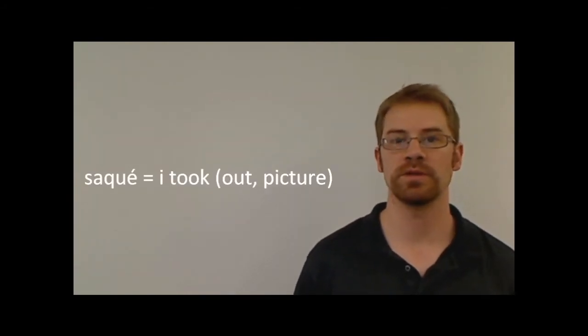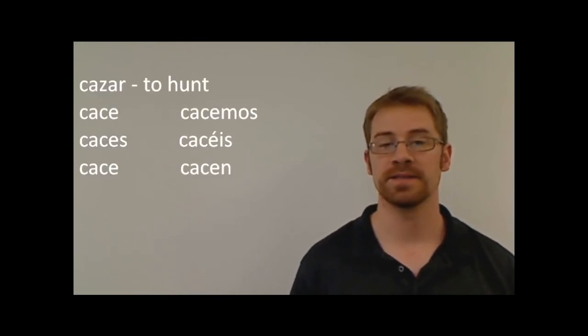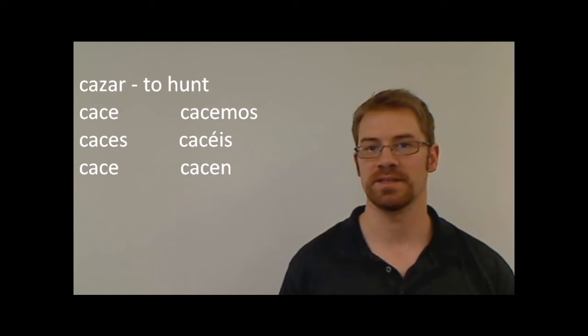For the zar verbs, we'll look at maybe empezar. Now we'll do cazar. Cazar means to hunt, with the Z there. In the preterite, you learned that the Z changes to a C. Same thing, but we're going to use it for all forms here. So cace, caces, cace, cacemos, caceis, and cacen.